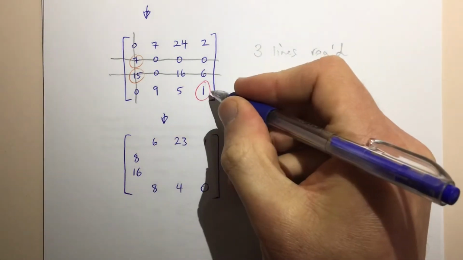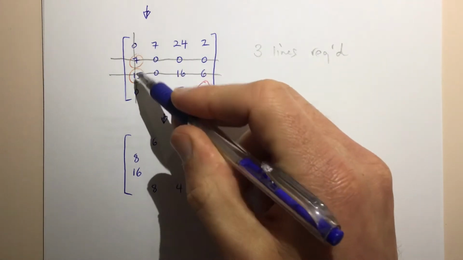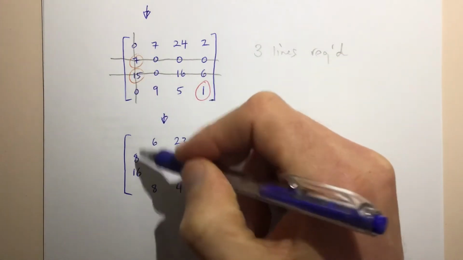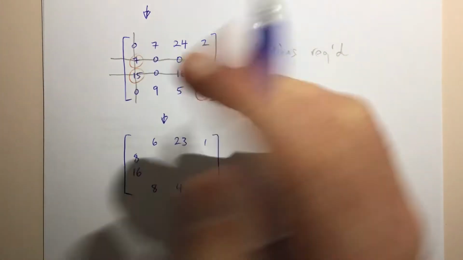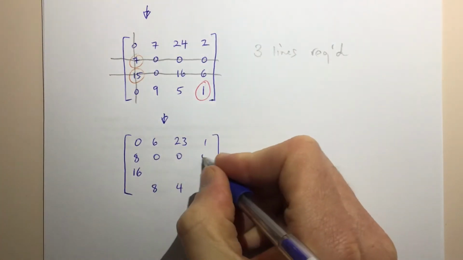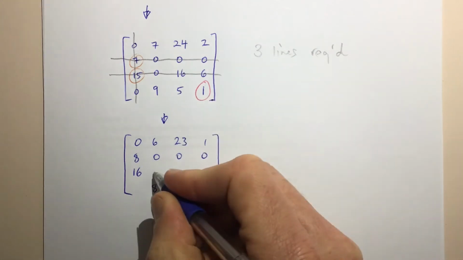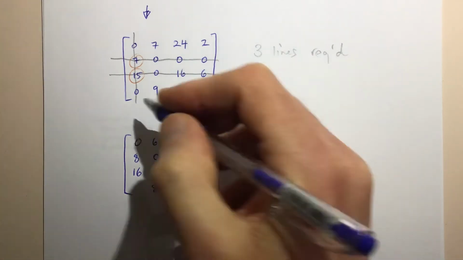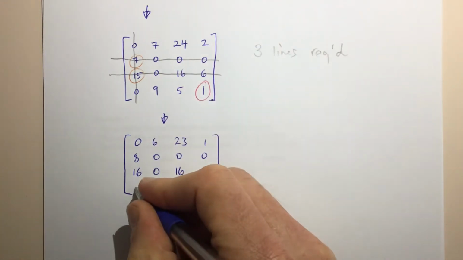So we have to add this number to all values at the intersections of the lines. Everything else, all these other covered numbers, just stay exactly as they are. So you just copy them down. 0, we had 0, 0, 0, we had 0, 16, 6. And we had 0 at the bottom there.